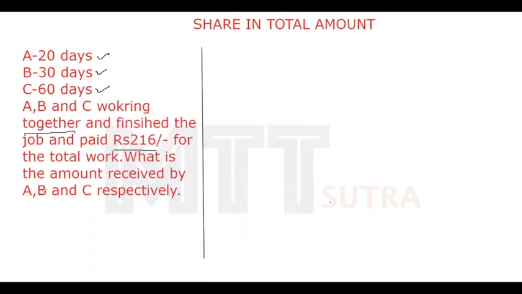Now in this question, you see the total amount is 216. Logically, the total amount will be divided in what ratio? This should be divided in the ratio of the amount of work done by the individuals. So let us discuss that first. 20, 30 and 60 is there. So the total amount of work I can take as the LCM of all these three, that is 60.